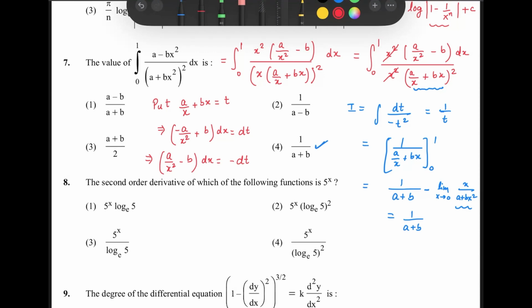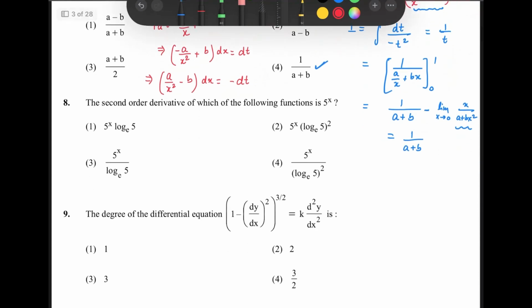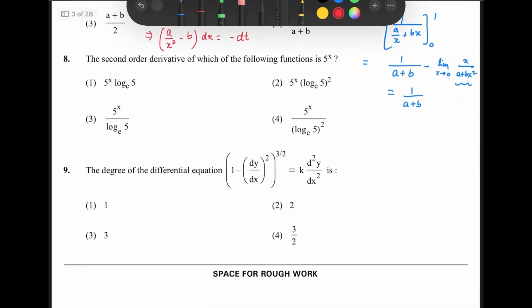I hope this helps. This question is clear to everyone. Now question number 8. The second derivative of which of the following functions is this? So that means I have to integrate twice, right? Now how do we integrate our exponential function? The integral of 5 to the power x will be 5 to the power x upon log 5.